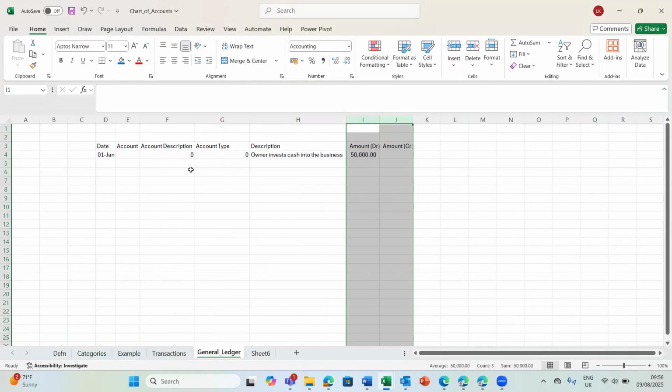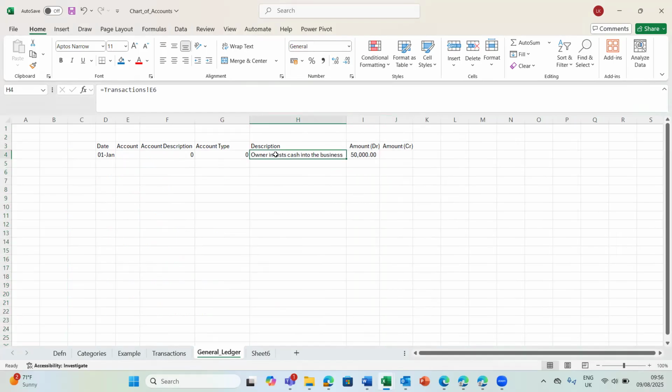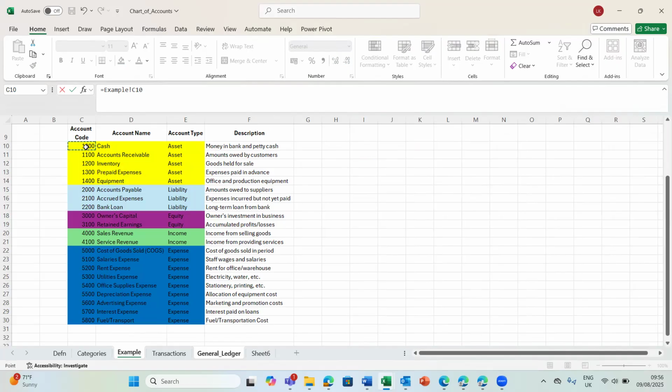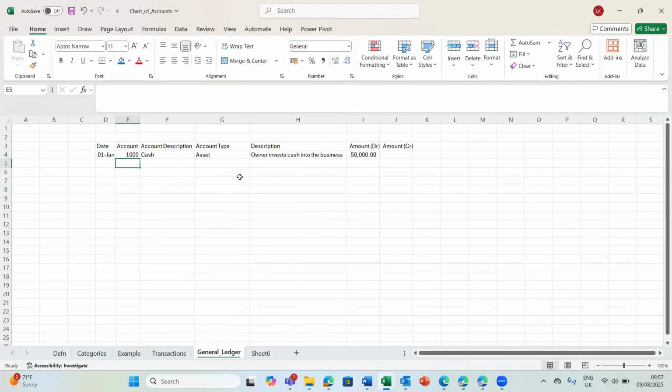Okay. So if you put money into the business, what is happening as the owner? What will happen? You increase what? Cash. Okay. So what's the account for cash or bank? The account for cash is 1,000. You put enter there. So automatically cash and asset will come. Okay. So it will be on the same date, January.